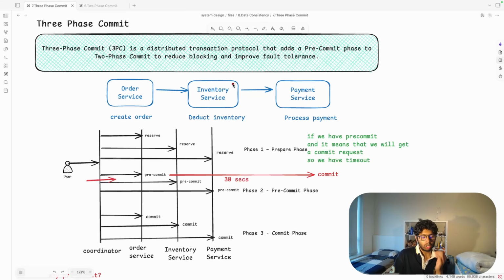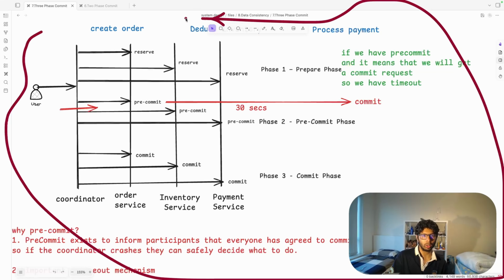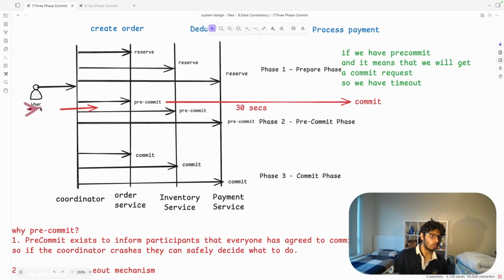Again, we are in our distributed system. We will take the same example that there is going to be an order service, inventory service and a payment service. Now I want you to focus on this whole diagram. First of all, again the user will come and create an order, and the request will reach the coordinator. I want you to understand one thing very clearly: if the request is reaching the coordinator, it means that it is a common service, so it is going to be a single point of failure one more time.